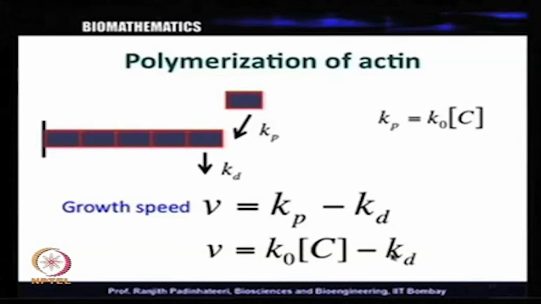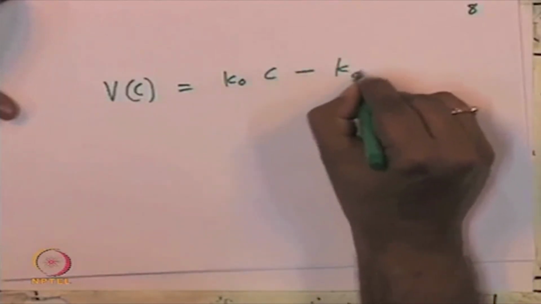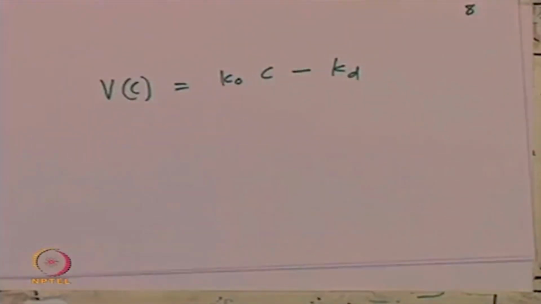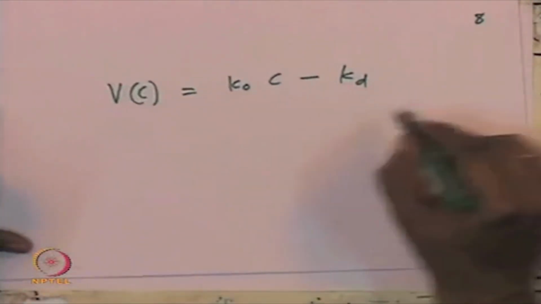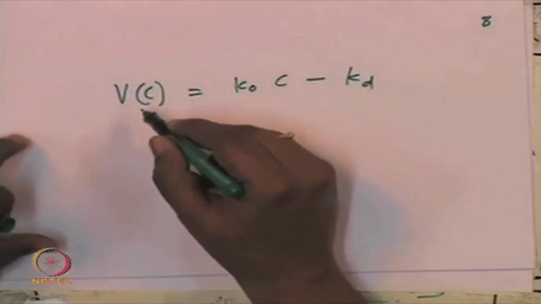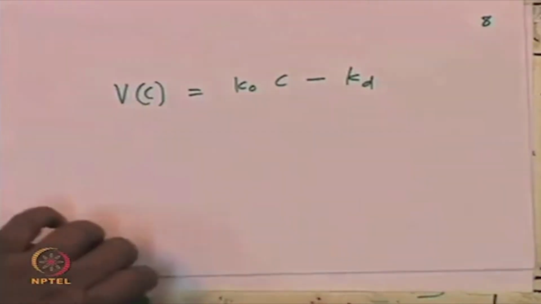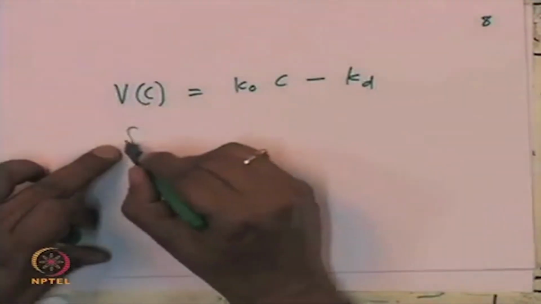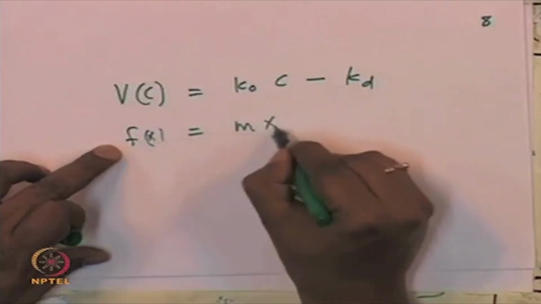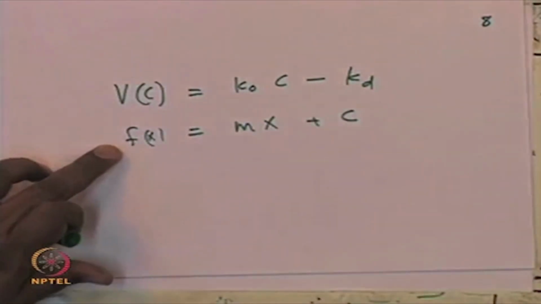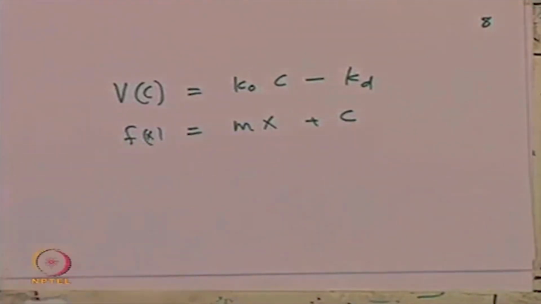So, this is the function. So, we have a function. Let us look at V, which is a function of C, is k0 times C minus Kd. In other words, you can write this as your f of x: the function velocity is a function of concentration. So, the function we are interested in here is velocity. So, this is like f of x equal to mx plus c. You might have seen this equation. As we learned, this is a straight line. So, we can plot this.